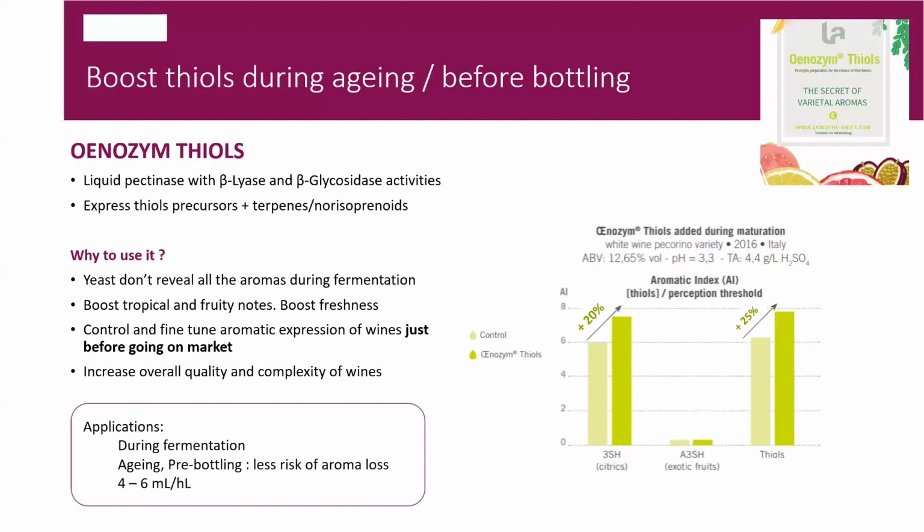Usually the dose is between 4 and 6 milliliters per hectoliter. That's a liquid enzyme, and you don't need to stop it with bentonite.